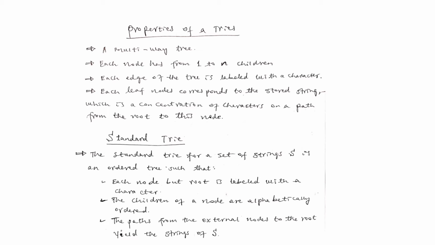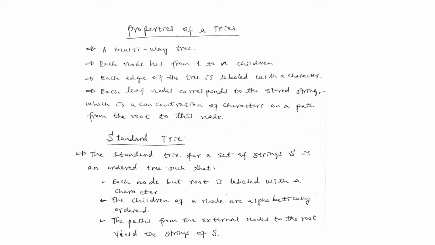Let us see some properties of a trie. There are so many properties of a trie, but I put these four main properties. A trie is a multi-way tree, and each node has from 1 to n children. Each edge of the tree is labeled with a character. Each leaf node corresponds to the stored string, which is a concatenation of characters on a path from the root to this node. So we can categorize this trie into three different parts. The first one is the standard trie.